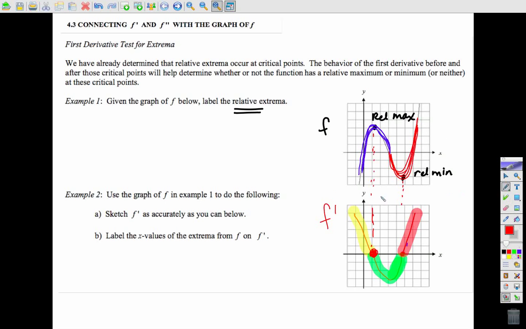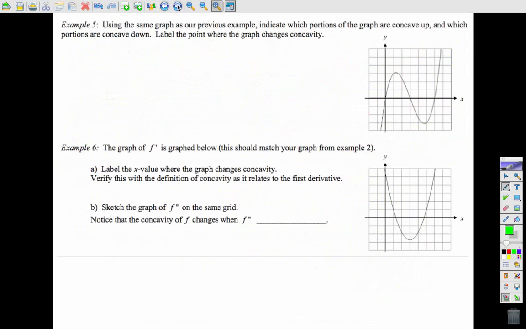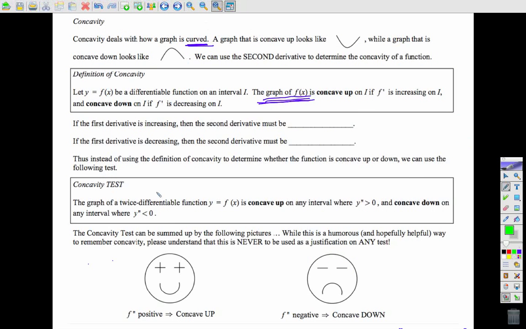Just to go ahead and mention it, the place where concavity changes from one to another, from either concave down to concave up or vice versa, that point right there is called the point of inflection. All right, let's go back to where we were. So that's the official definition of concavity.